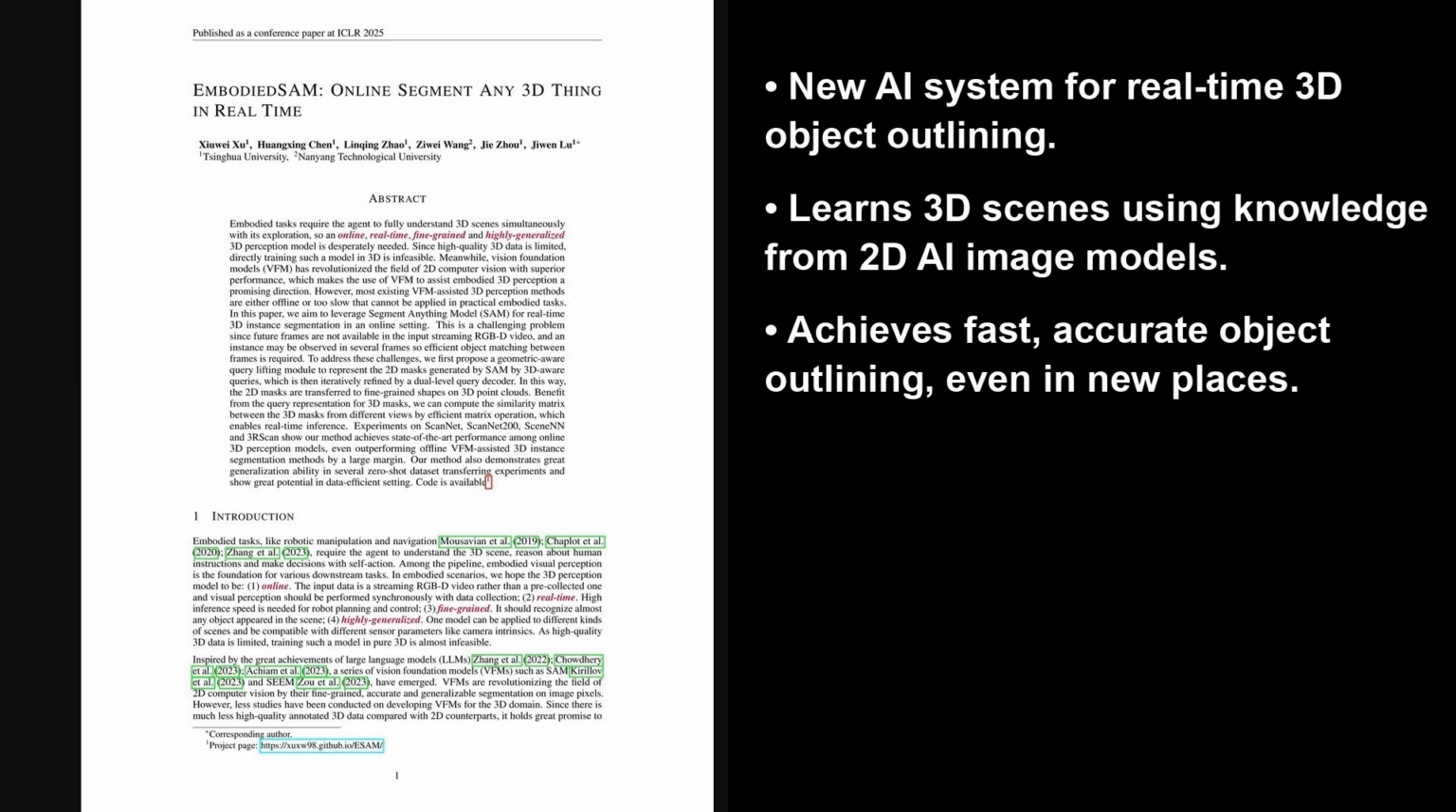So to wrap things up on EmbodiedSAM, it's clear this work makes significant strides in real-time 3D understanding for embodied AI, which are AI systems designed to interact with the physical world. The key here is how it cleverly uses 2D vision foundation models. These are large AI models pre-trained on vast amounts of visual data for fast and accurate 3D object identification without the heavy offline processing. This really opens doors for more responsive and aware robots and agents.